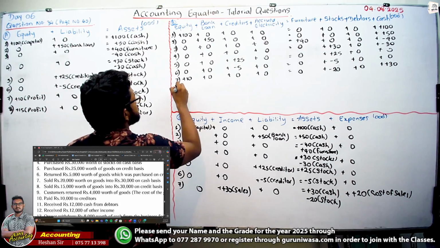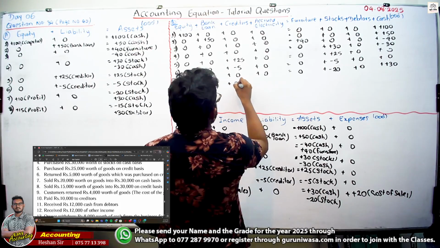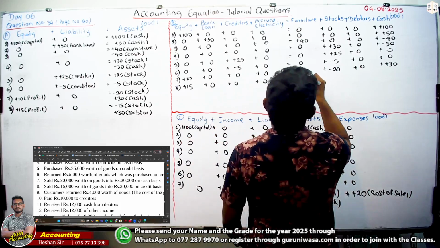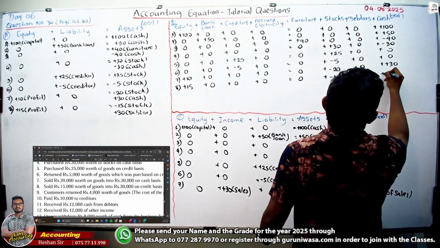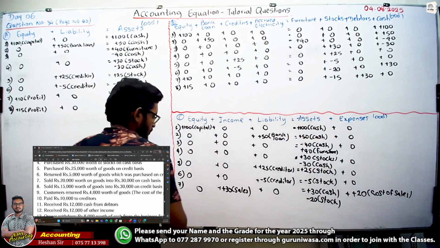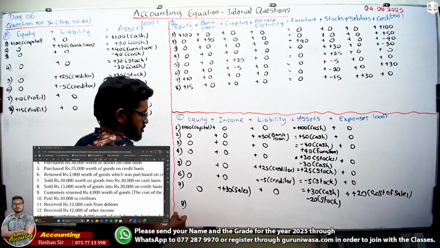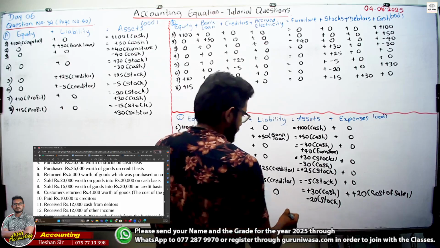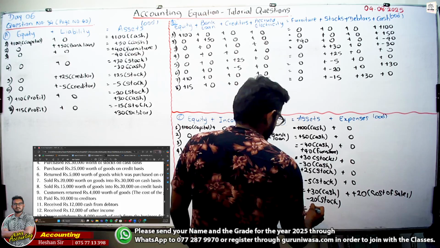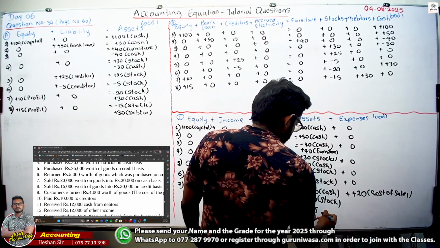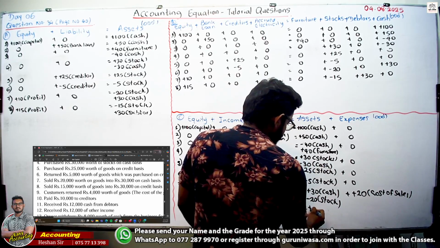Number 8, 15,000 profit. Stock asset decrease 15,000. Debtor asset increase 30,000. So in here, similar, the same thing. Our stock asset decrease 15. So I'll use the previous formula. Our debtor asset increase 30.